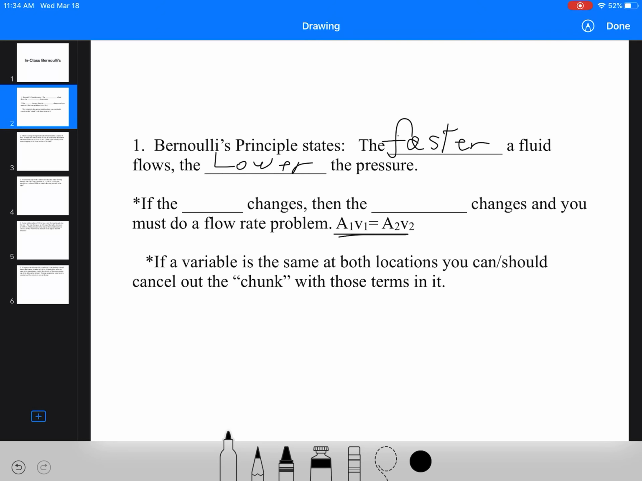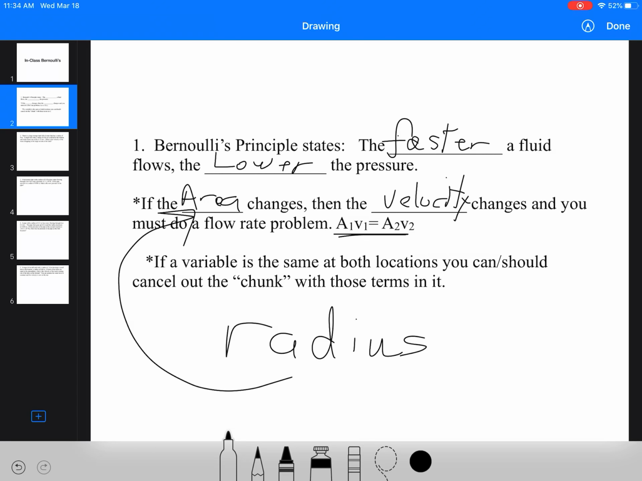If we have fluids flowing through a pipe, the amount of fluid flowing through that pipe is going to be constant no matter what we change the size to. So if the area changes, then the velocity is going to change too. When we talk about area, what we're really referring to is the radius changing, because if the radius changes, your area changes, and if your area changes, your velocity changes.